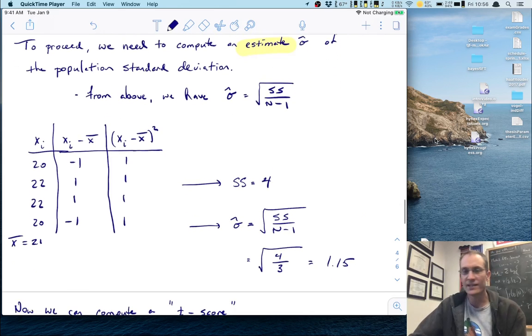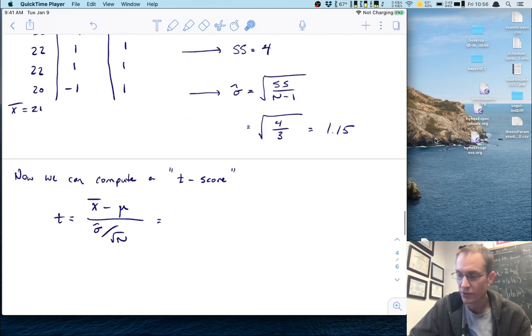So now we can simply compute our estimated standard deviation by using our formula, square root of SS divided by n minus 1. We plug in the SS of 4. And then n minus 1, remember we had a sample size of 4 points, so n minus 1 is 3. Take 4 over 3 and take its square root, and we get an estimated population standard deviation of sigma hat equals 1.15.